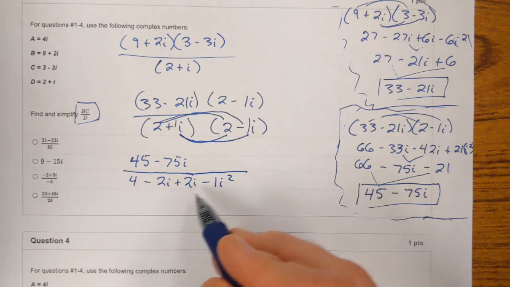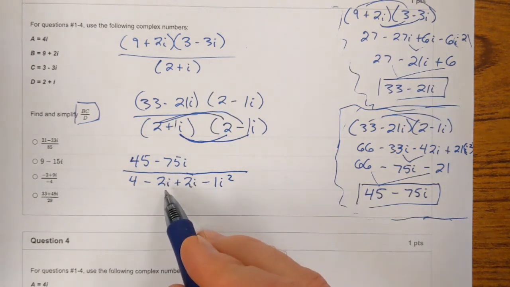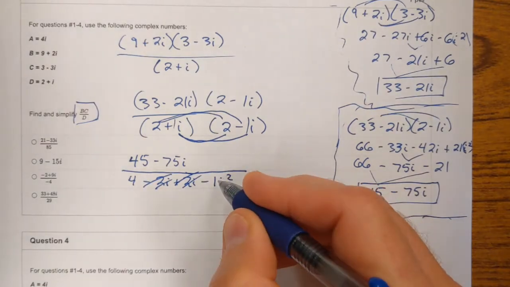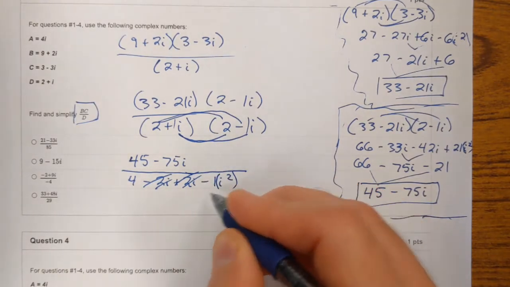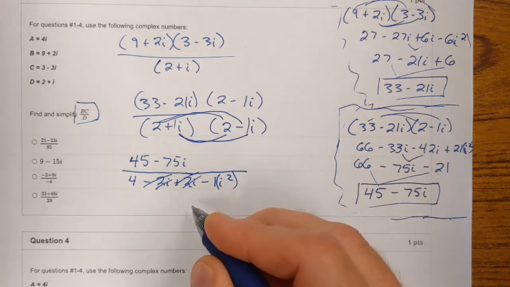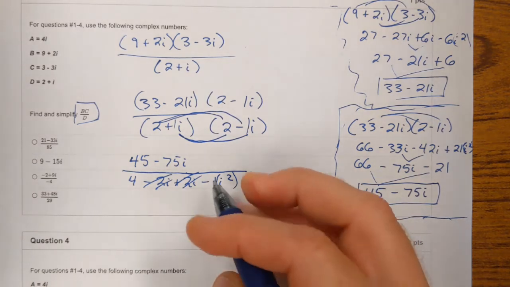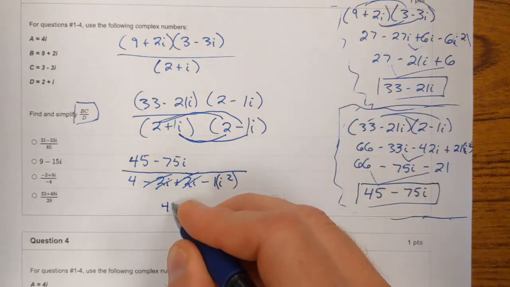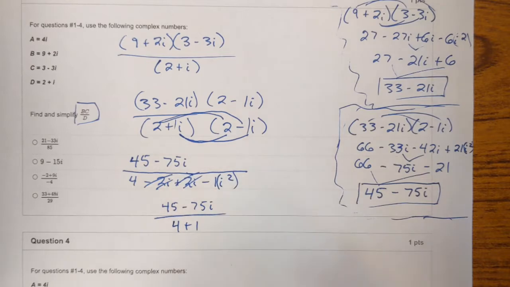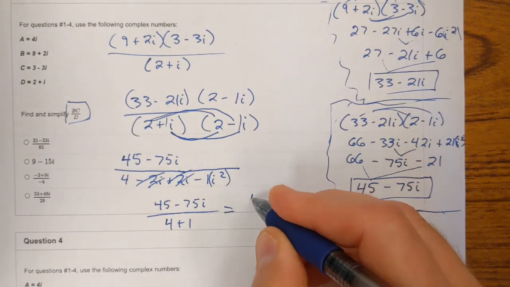Well, mission accomplished with our conjugates. Since we get a minus 2i and a plus 2i, those cancel out. Here we have a minus 1i squared. Since i squared is negative 1, that's going to actually turn this into a 4 plus 1. So 45 minus 75i over 4 plus 1. 4 plus 1, of course, is just equal to 5.